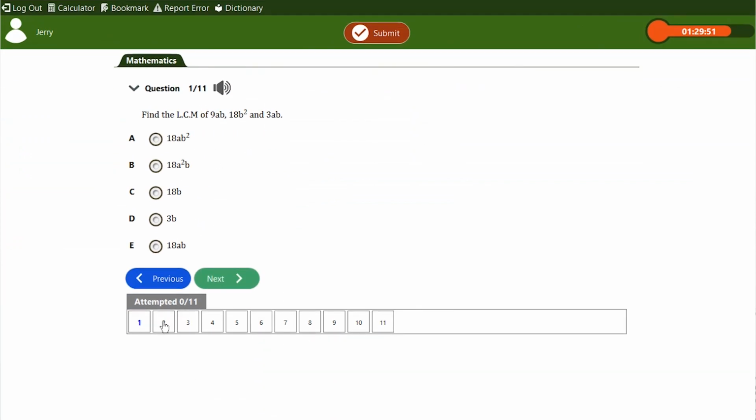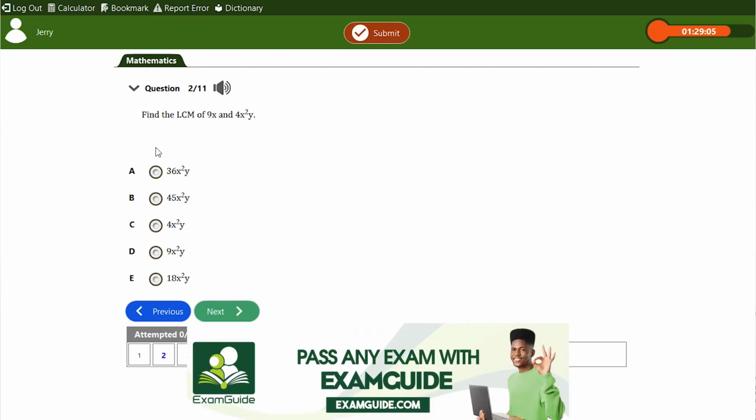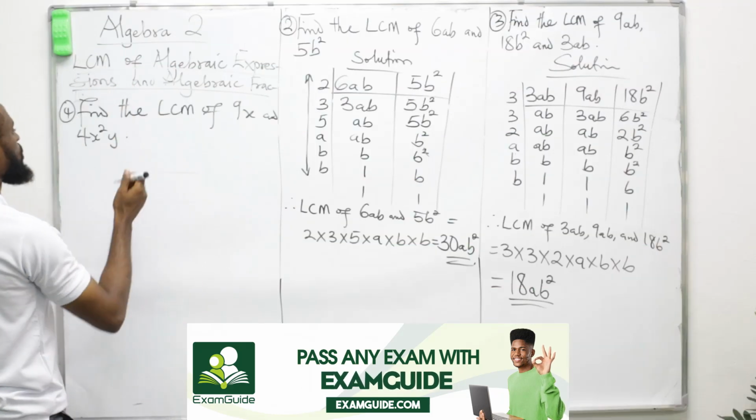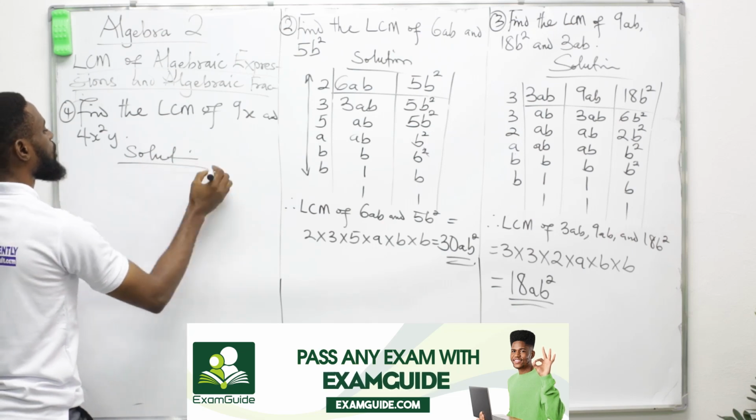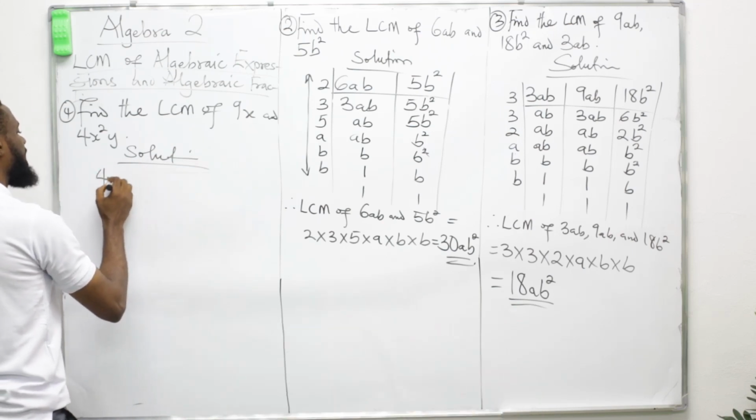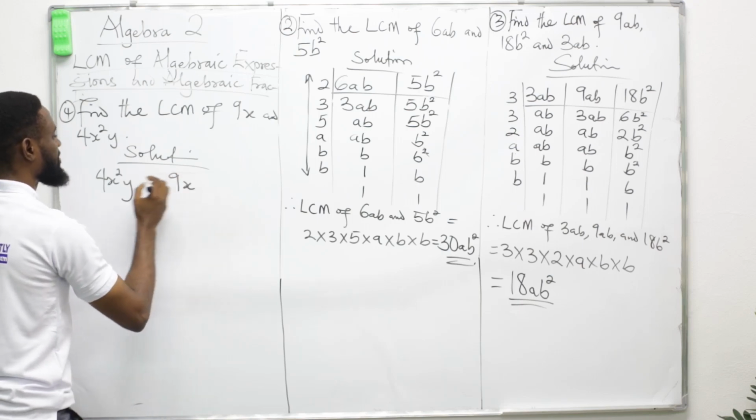Okay? So we move on to the next question. Let's look at the next question. This question says, find the LCM of 9x and 4x squared y. So we put our 4x squared y in solution. 4x squared y. Then we have 9x.